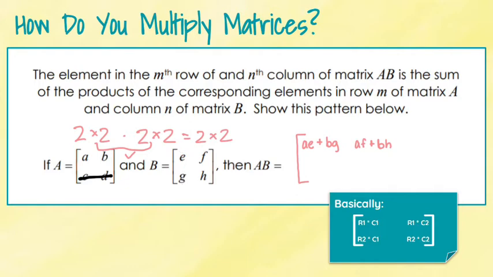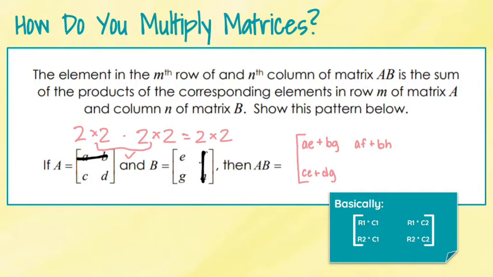Okay, so let's erase these again. Now we want to multiply to get this one, row 2 times column 1. So row 2 times column 1. That's going to give us CE plus DG.